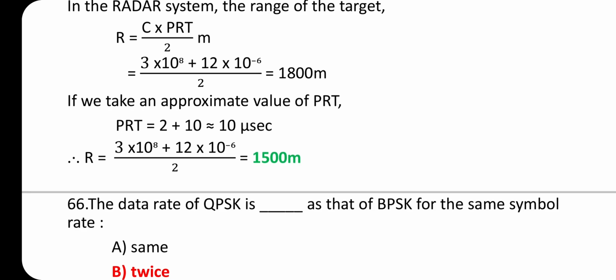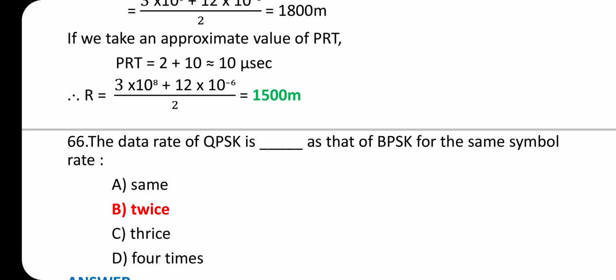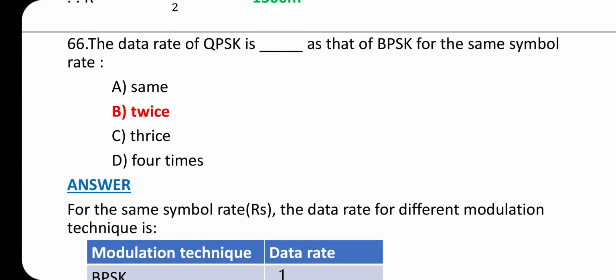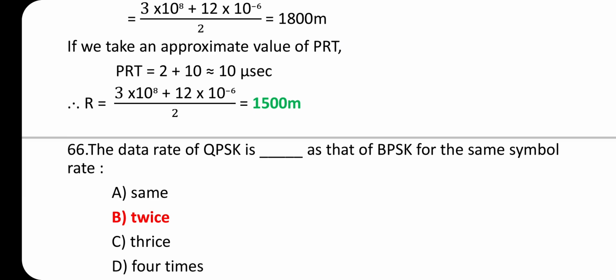So the approximate value of R is 1500 meter. To get that value, take PRT as approximately 10 microsecond and substitute it in the range of the target, we get 1500 meter. Or else just choose the closest answer.